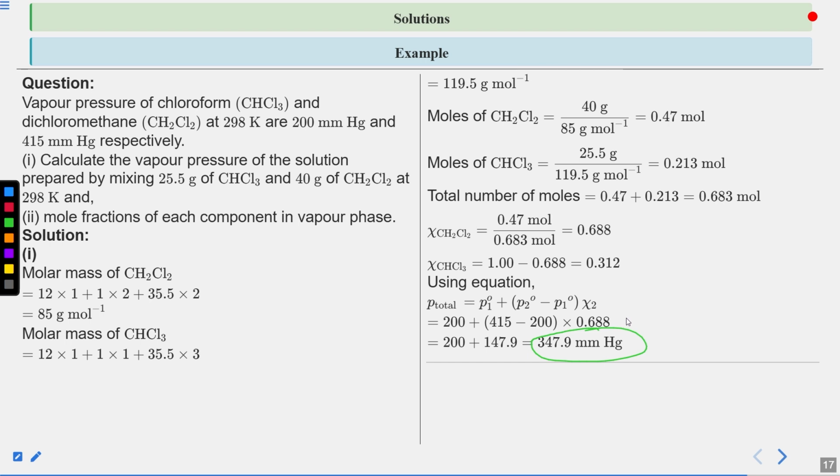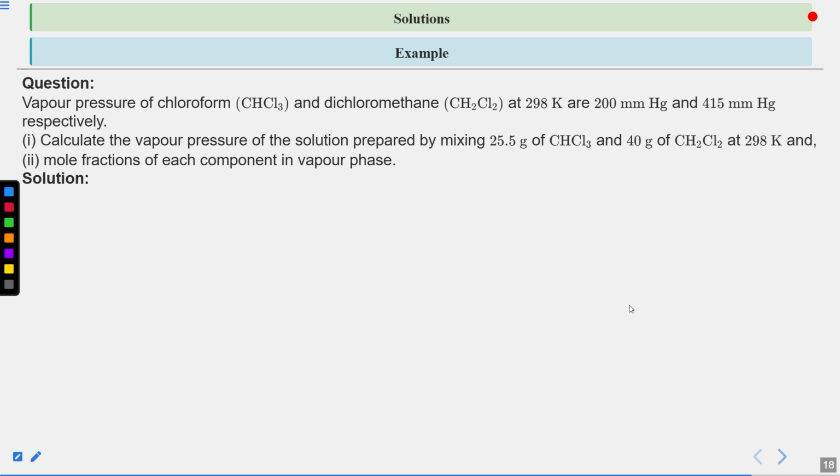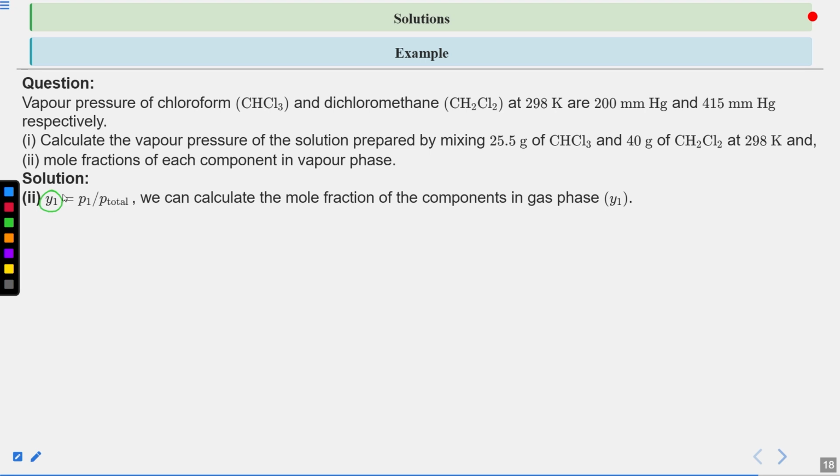So we have calculated the total pressure here. But are we interested in this? We have to calculate the vapor pressure of the solution. Yes, so we have calculated the first part. Now what about the mole fraction in the vapor phase? This can be calculated as Y1 equals P1 by P total, where Y1 is the mole fraction in the gas phase. We have seen this equation and I have mentioned already that it is important. 0.688 multiplied by 415 gives us the partial pressure due to CH2Cl2, which we can calculate for dichloromethane directly from Raoult's law.